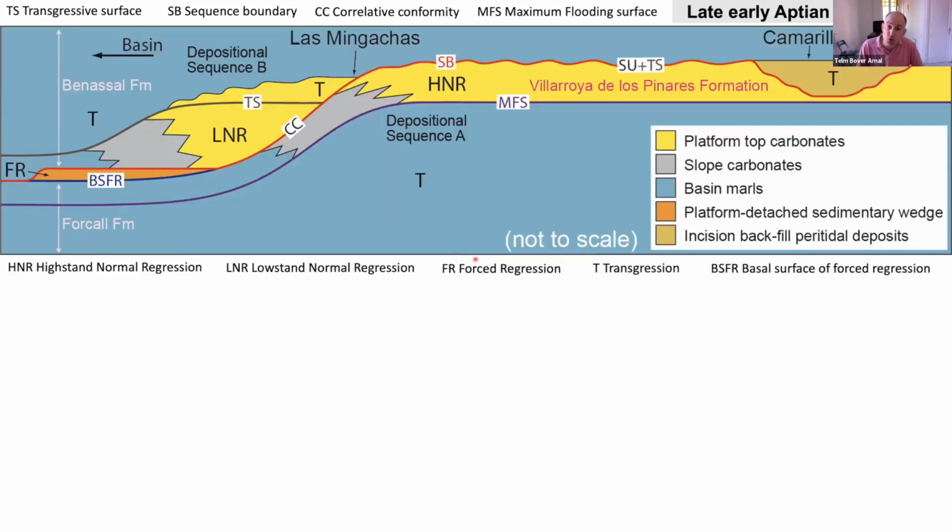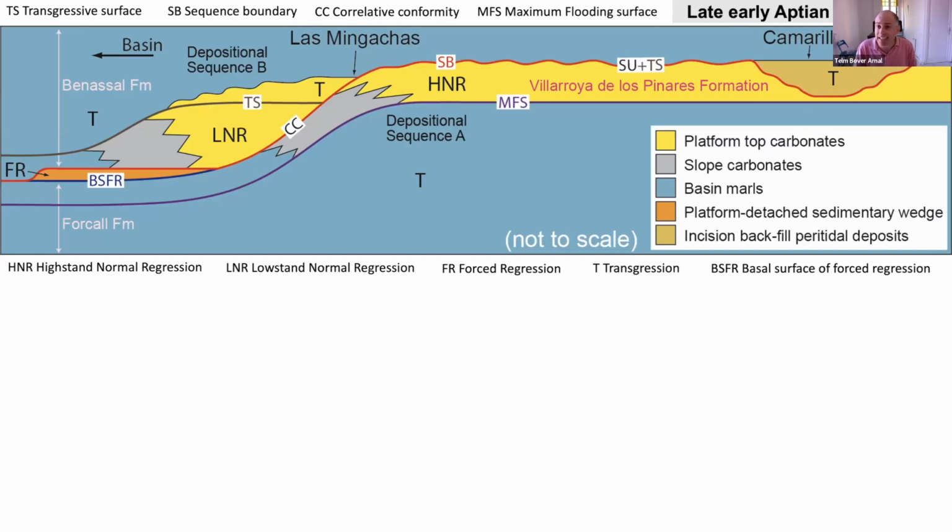So here you have a sketch, not to scale, showing a transect from proximal platform settings to basin for the early Aptian carbonate system corresponding to the Villarroya de los Pinares formation. Above the transgressive basinal marls of the Forcall formation, there are highstand platform top carbonates. These highstand platform top carbonates pass laterally to slope deposits, and these slope deposits pass basinwards into the marls of the Forcall formation. During the late early Aptian, a major relative sea level fall exposed this highstand platform, and incisions were produced.